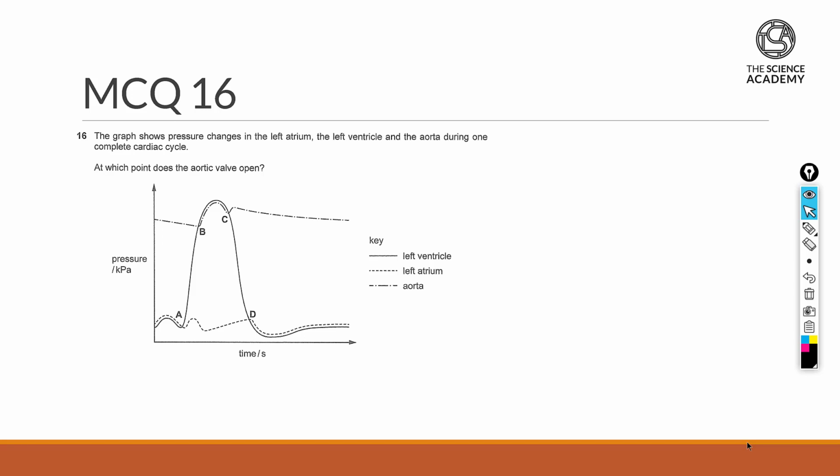In MCQ 16, this is a common recurrence in your O level, which is with regards to the cardiac cycle. Now this time around, the question wants to ask at which time is the aortic valve actually open. So the aortic valve here is going to be found between the left ventricle and the aorta, and it is more familiarly known as the semilunar valve.